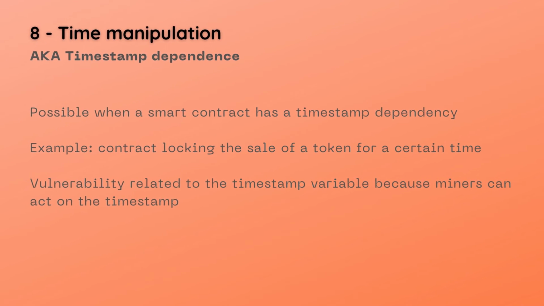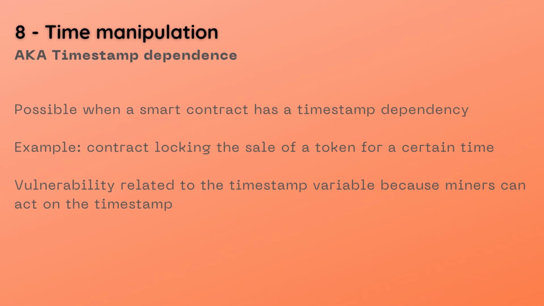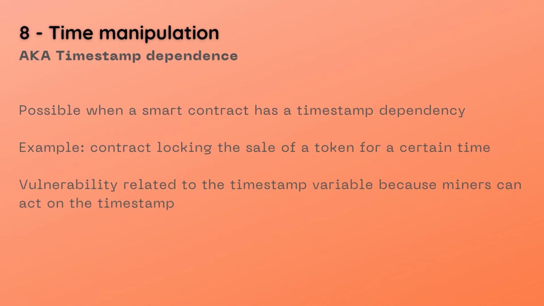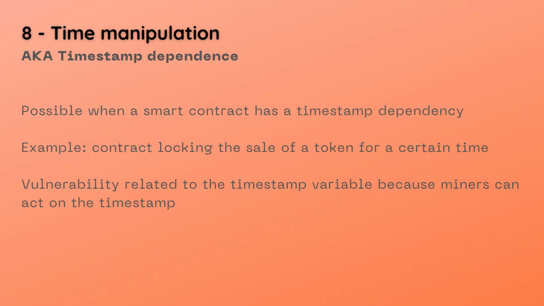In this category, we find vulnerabilities related to time manipulation. This is possible when a smart contract has a timestamp dependency, hence the other name of the vulnerability, timestamp dependency. For example, when a contract locks the sale of a token for a certain time, this is usually done via the timestamp variable. However, miners have some leeway to declare the time at which the mining took place. It is therefore recommended to avoid relying on timestamp.